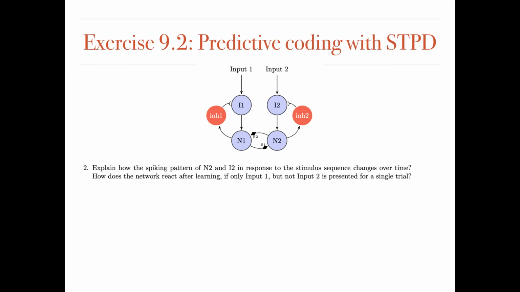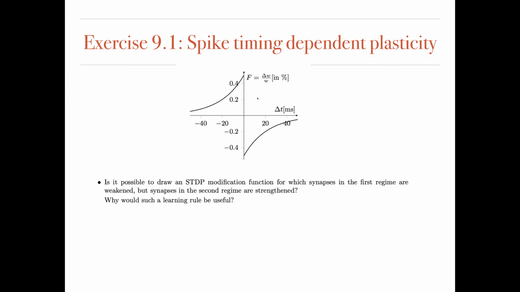So maybe I should have specified it better. A symmetric Hebbian learning rule would be flipping this curve, so the curve that weakens the synapses, over the x-axis, and so it would be symmetric in a positive way.